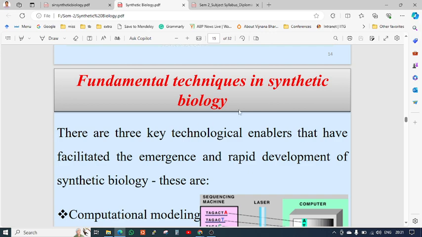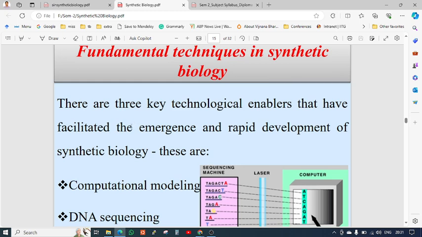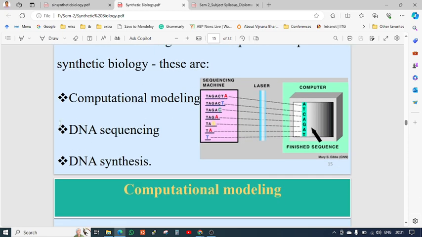Then the fundamental techniques of synthetic biology, how synthetic biology can be studied. There are three key technological enablers that have facilitated the emergence and rapid development of synthetic biology. The first is computational modeling, the second is DNA sequencing, and the third is DNA synthesis. We already discussed these things. Computational modeling means it does not actually happen in the wet lab, but computationally we model this sequence ATG, CGG, CTC. So these sequences are modified according to our need.